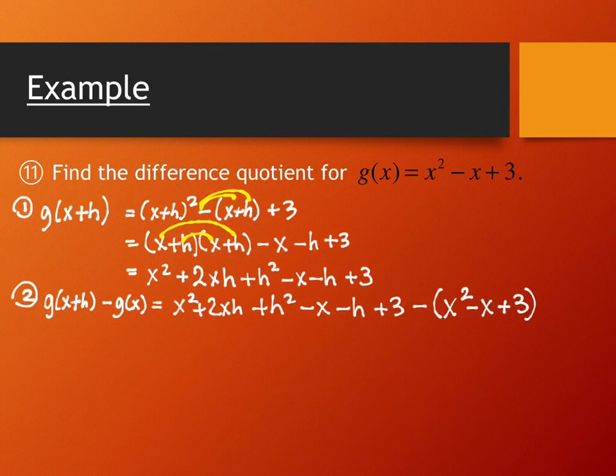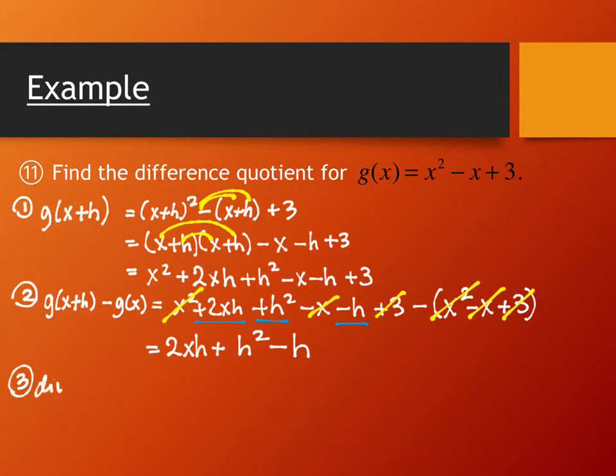Again, if you would like to distribute the negative through, you can. It's not wrong. I just don't go through the worry of doing so because I know everything in that parentheses is going to have a part that it cancels with. So I just do the cancellation directly. The x squared and the x squared are going to cancel. The negative x and the negative x are going to cancel. And the 3 and the 3 are going to cancel. So that leaves me with 2xh, h squared, and negative h. So I have 2xh plus h squared and negative h.